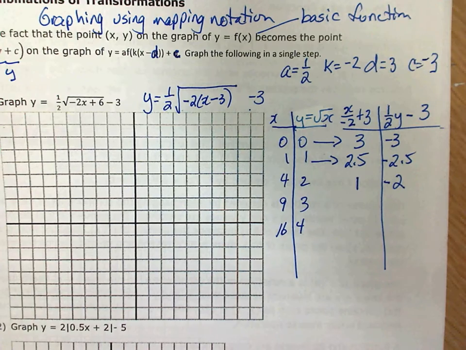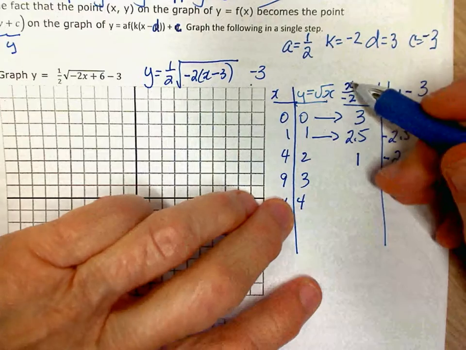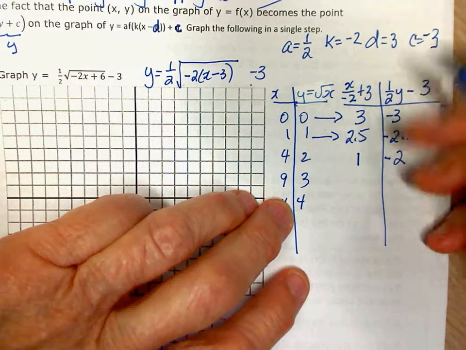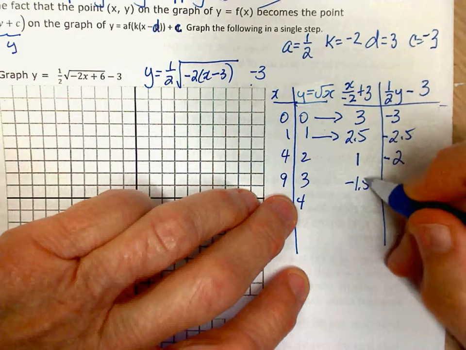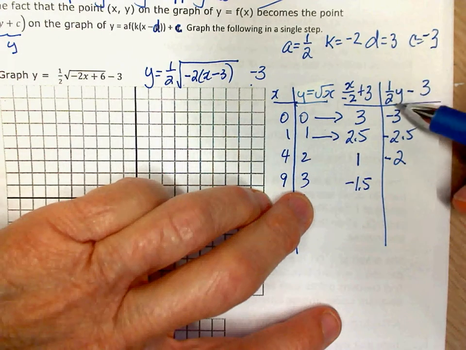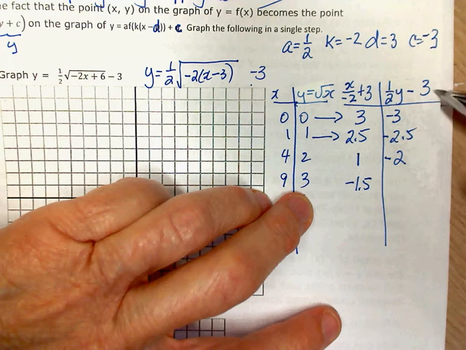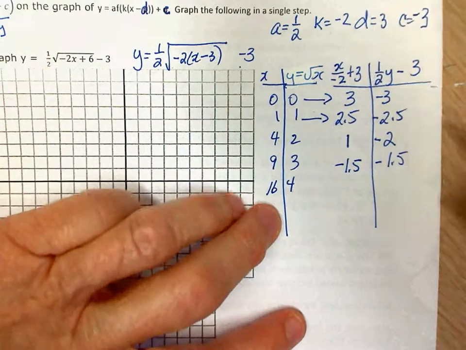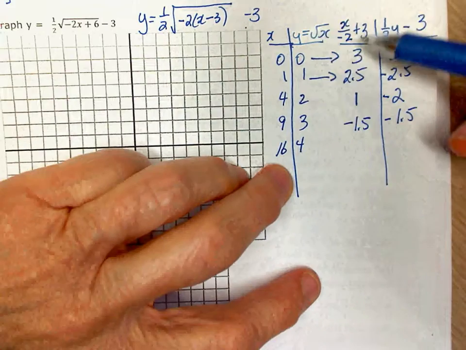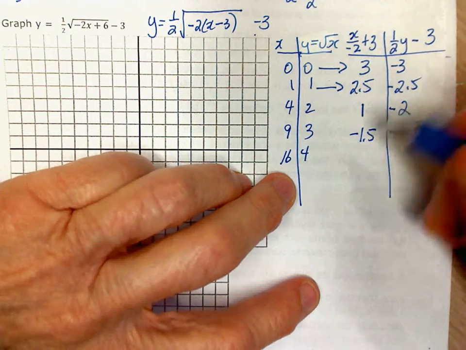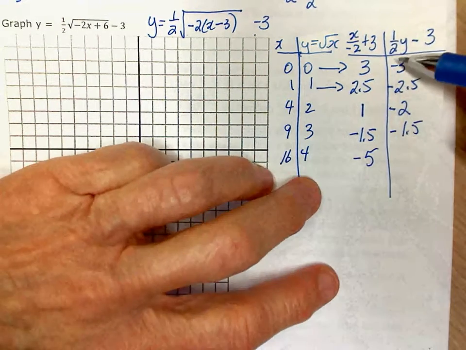9. 9 over negative 2 is negative 4.5 plus 3, negative 1.5. 1/2 of 3 is 1.5. 1.5 minus 3 is minus 1.5. 16. 16 over negative 2 is negative 8. Negative 8 plus 3, negative 5. 4 times a half is 2. 2 minus 3 is minus 1.